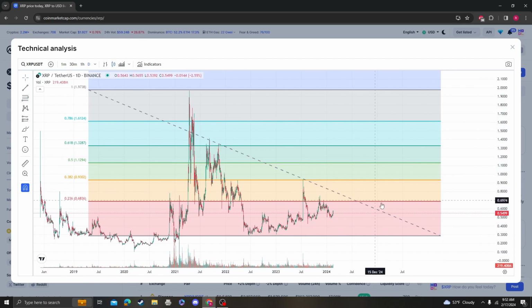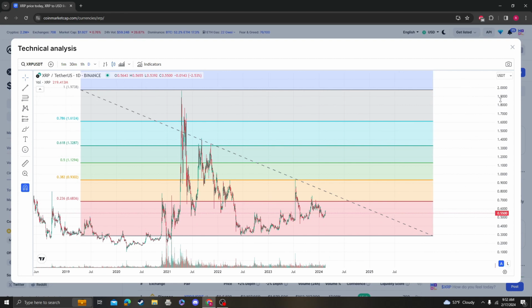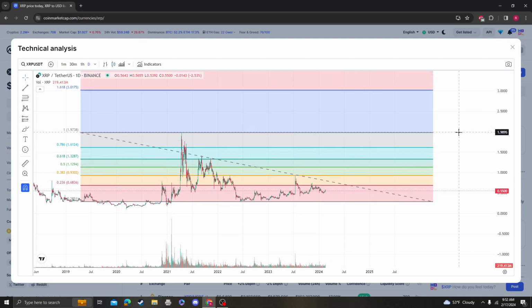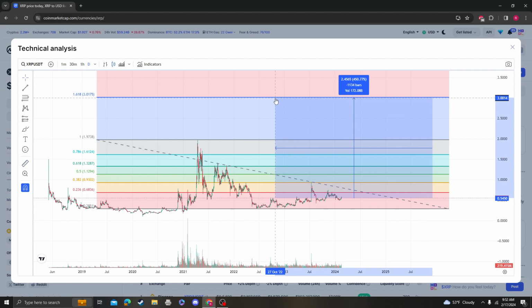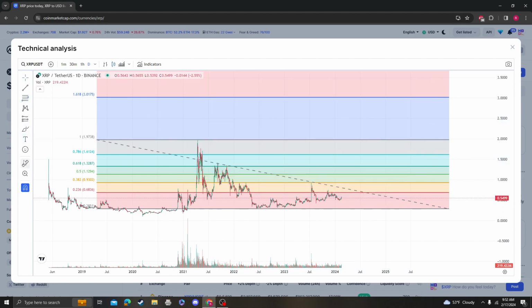So XRP needs to get over 68.36 to be macro bullish. And then from there, usually the next target up once in a bull run is going to be the 1618. So as you can see, from the current price to the 1618 is a 450% increase.